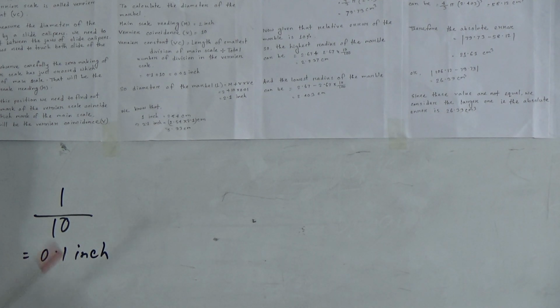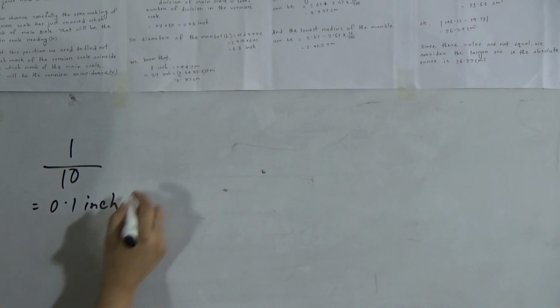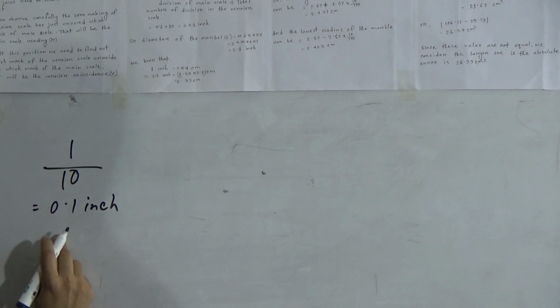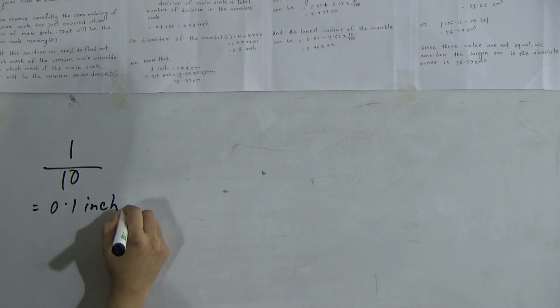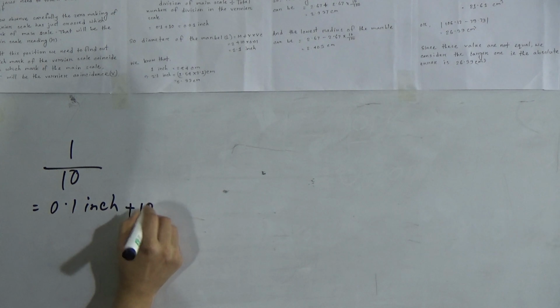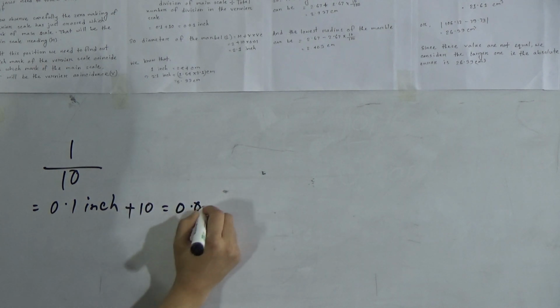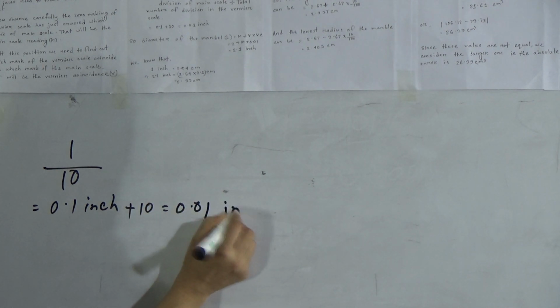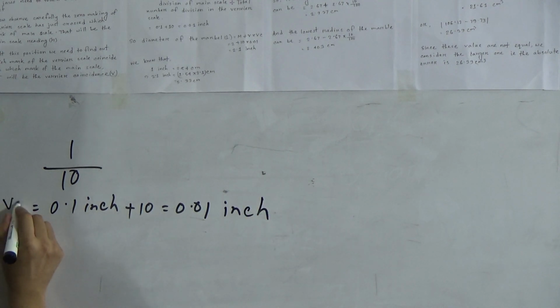And then we have to convert this with the Vernier scale division of 10, so 0.1 divided by 10. That means it will be 0.01 inch. This is the Vernier constant, VC.